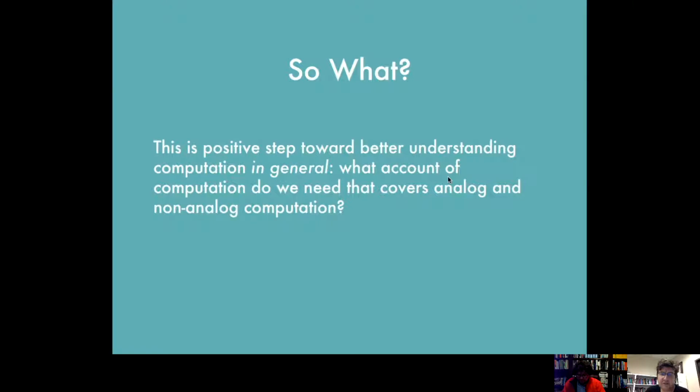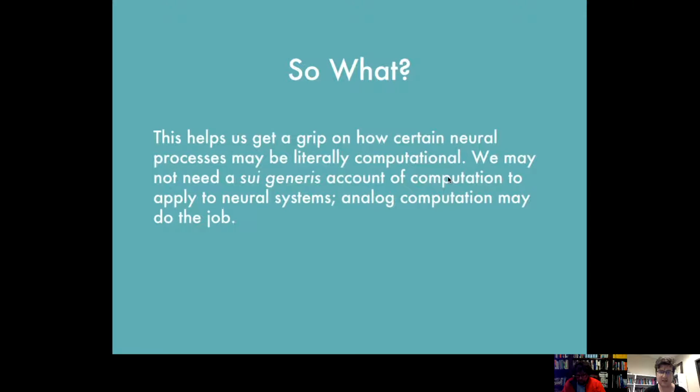Also, I think this is a positive step toward understanding computation more generally. Because if it's true that there are these different types of computation, analog computation, digital computation, etc., then we need an account of computation in general that explains why all these different things are the same kind of thing. Why are they all computation? What unifies them in some general sense? And I think this helps us get a grip on how certain neural processes in the brain might literally be computational. We don't need a separate sui generis account of computation to apply to neural systems.